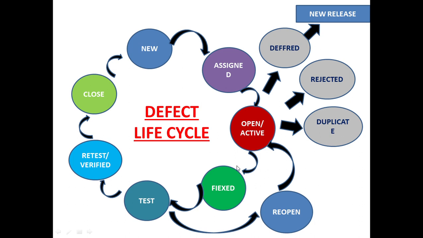So what happens if the developer has fixed it and while testing, the tester finds that this particular defect is not closed yet, means some values are still mismatching, then they can reopen it. Then this particular defect again goes to the Open stage and that developer has to fix it.